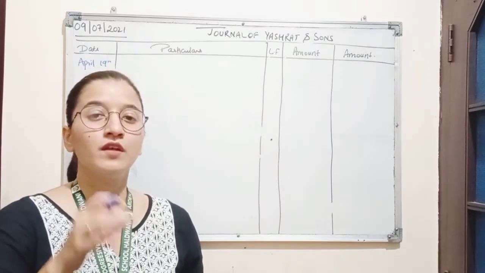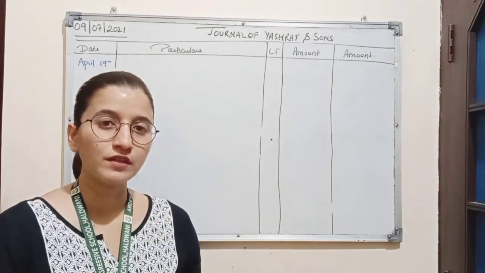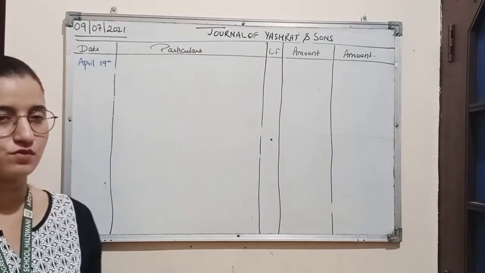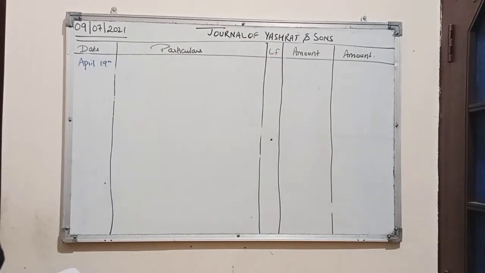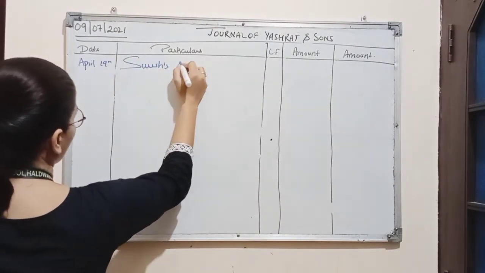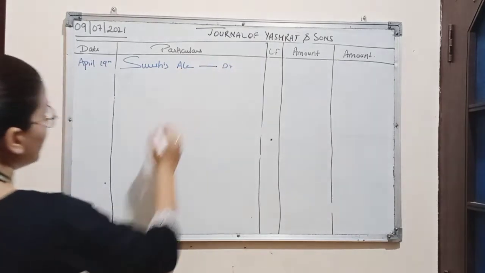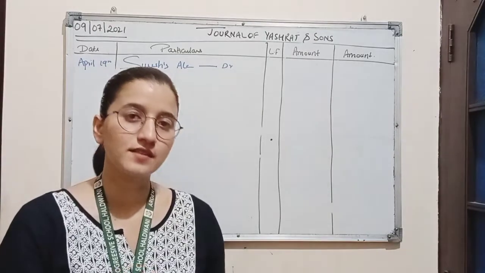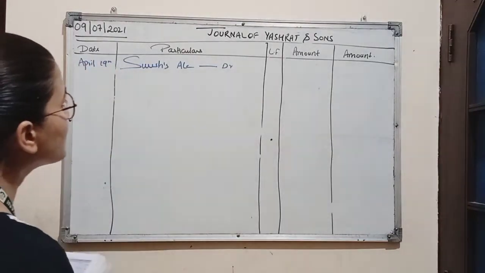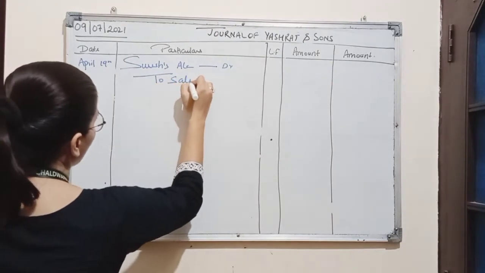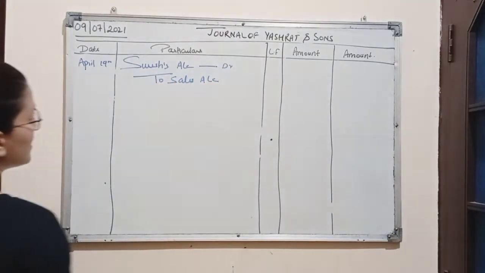So here Suresh is receiving the goods. Suresh is the receiver of goods and we know Suresh is a personal account also. So rule for personal account is debit the receiver. So we will debit Suresh account. And second account which was affected is sales account. Sales is an income. We know incomes are always credited according to the rule of nominal account. So we will credit sales account.